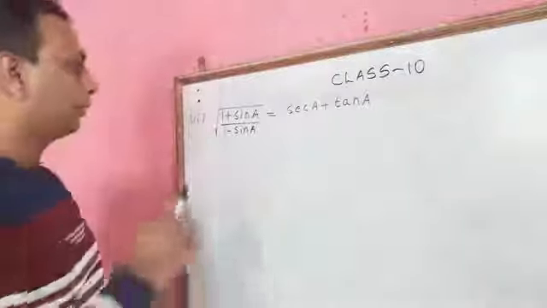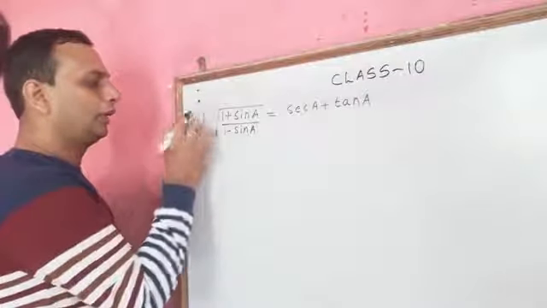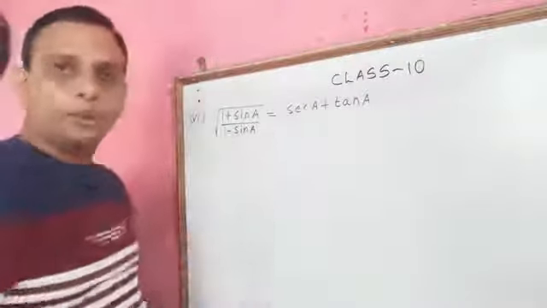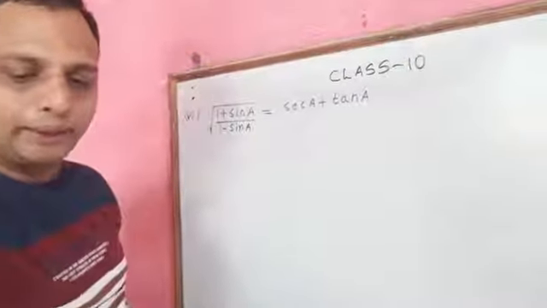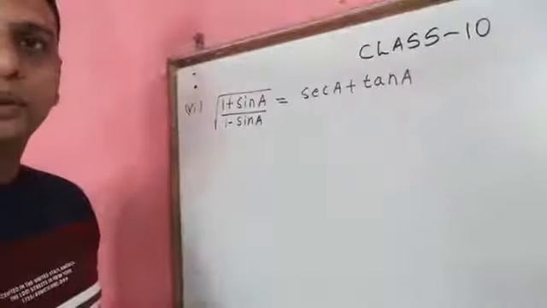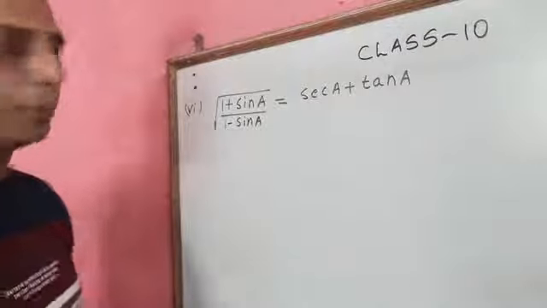I have already written question number 6 on the board, and we have to solve this question. Prove that the square root of (1 plus sin A) over (1 minus sin A) is equal to sec A plus tan A. This we are supposed to prove.